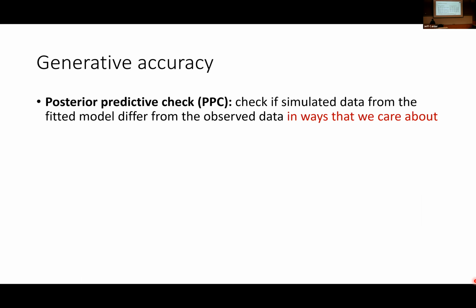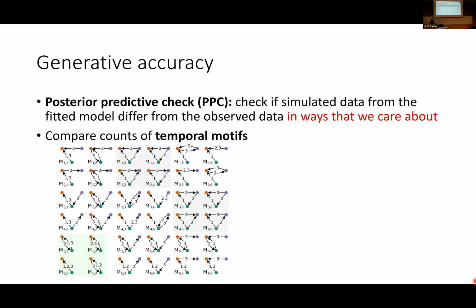But what I really want to show here is the generative accuracy. One way to evaluate generative accuracy is to check if simulated data from the model differ from the observed data in ways that we care about. So you come up with some statistic that measures the deviation between the observed data and the data that you generated, the fake data from your model, and then you compare the two.